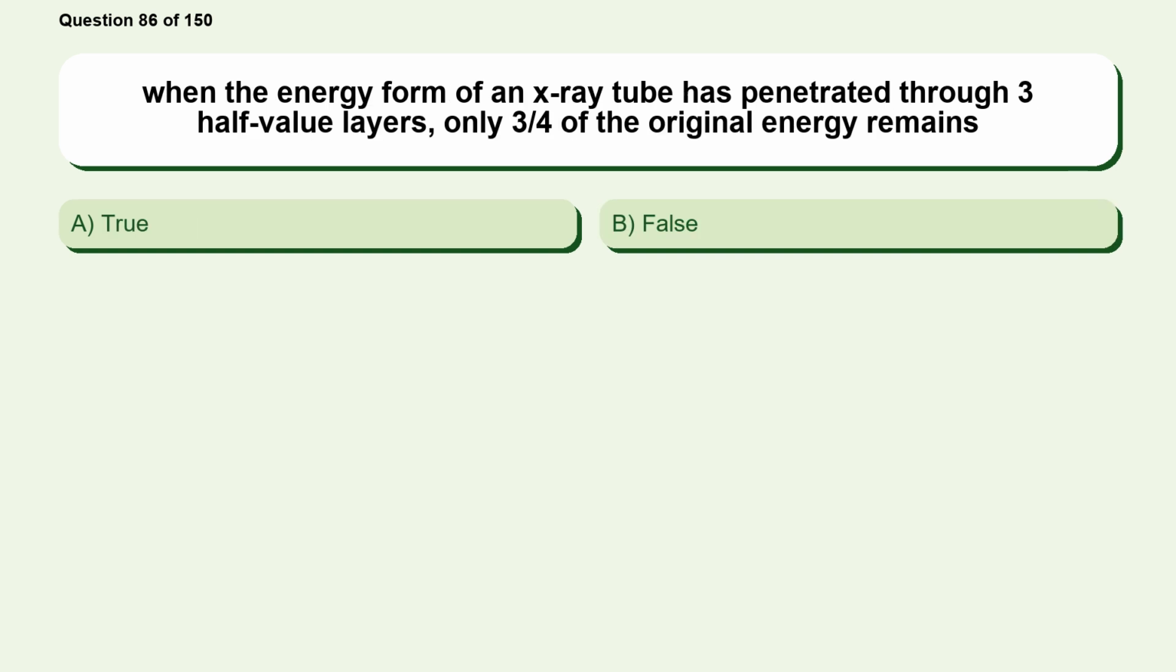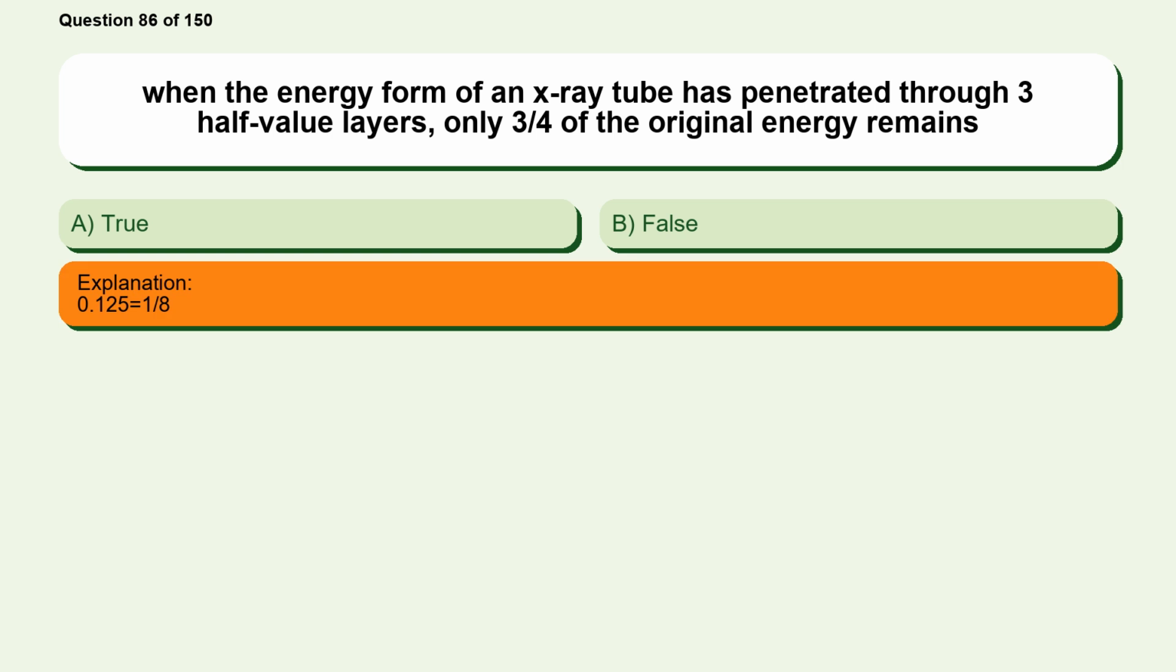Question 86. When the energy from an X-ray tube has penetrated through 3 half-value layers, only 3/4 of the original energy remains. Option A, true. Option B, false. The correct answer is option false. 0.125 equals 1/8.